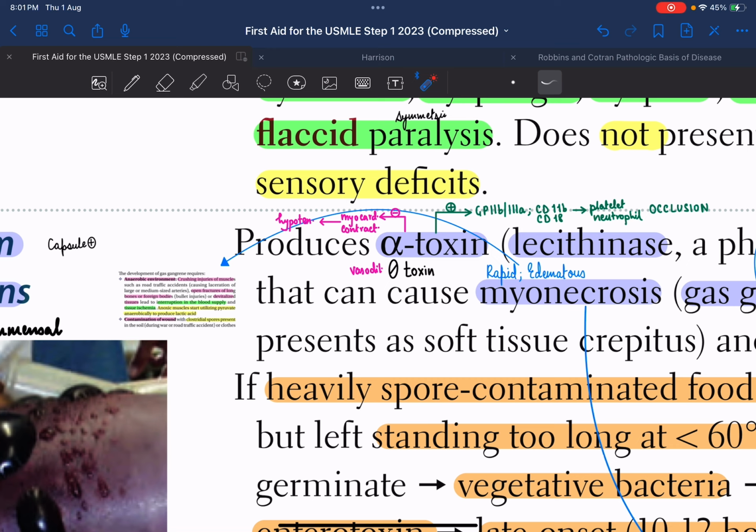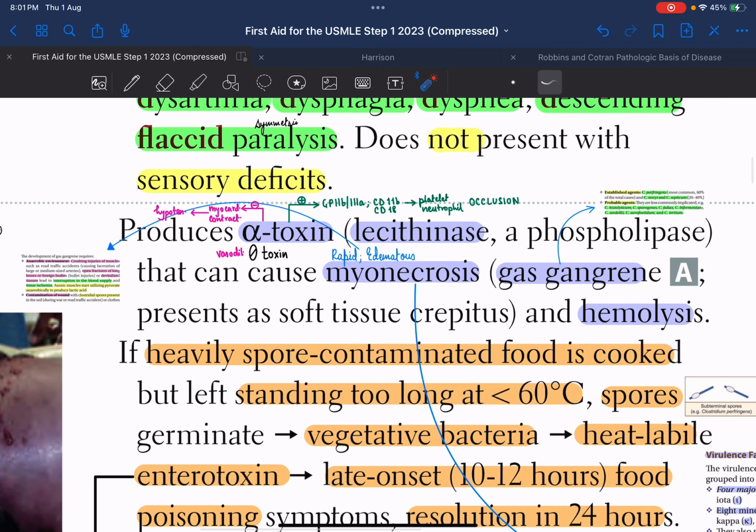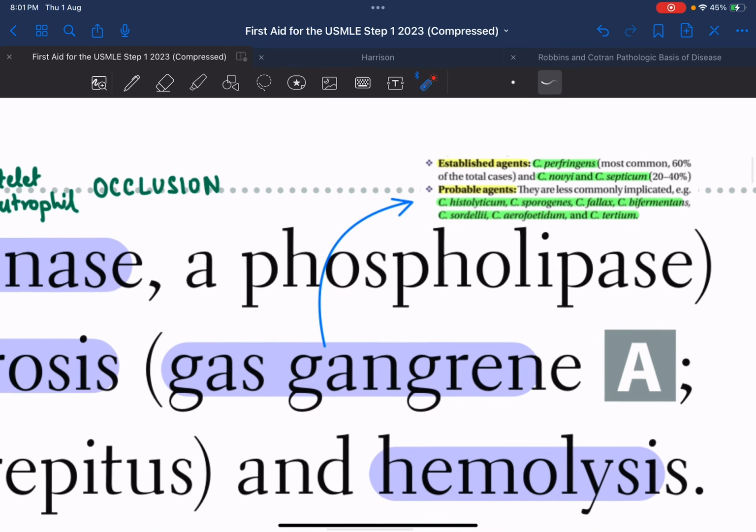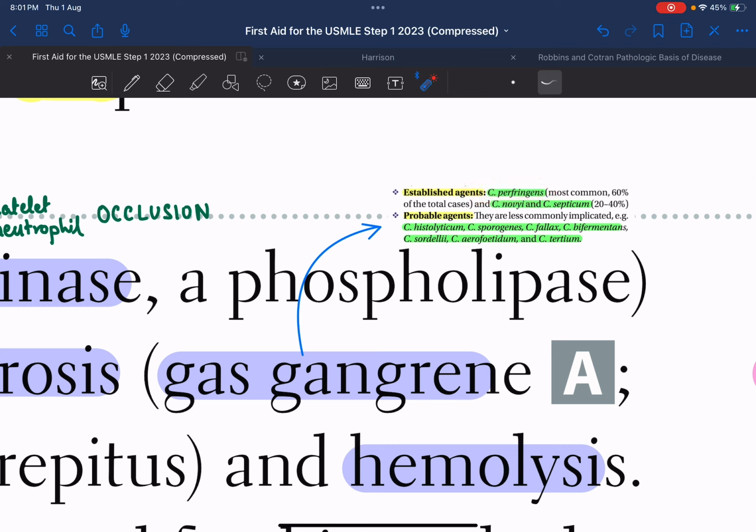It will lead to anoxia in the muscle, and that will eventually lead to production of lactic acid, creating more anaerobic environment, and it is already infected with clostridial spore. So eventually what will happen? There will be necrosis of the muscle. It will be very rapid and it will show edema around, and this is what we call gas gangrene. So for gas gangrene, Clostridium perfringens is the most common and established cause.